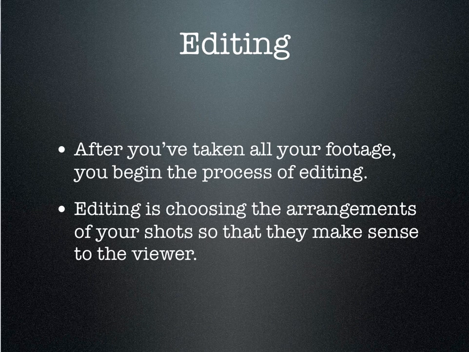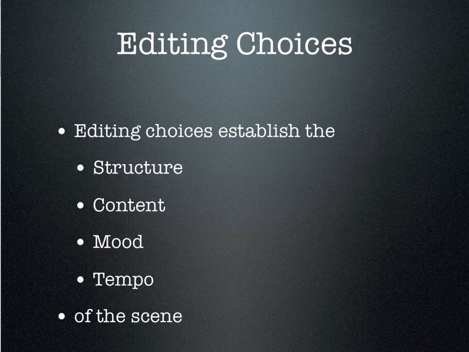So in this case, editing is choosing the arrangements of your shots so that they make sense to the viewer. How you order your shots changes the interpretation that the viewer is going to have. When you make your editing choices, with any editing actually, you're establishing the structure, that's the way the story is told. You're establishing the content, that's the meaning of the story. You're establishing the mood or the feeling of the story, and you're establishing the tempo or the pace of the story. So all of these things are done with the different editing choices that you make.